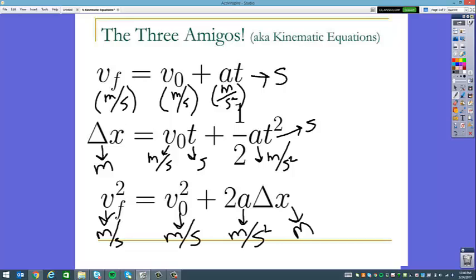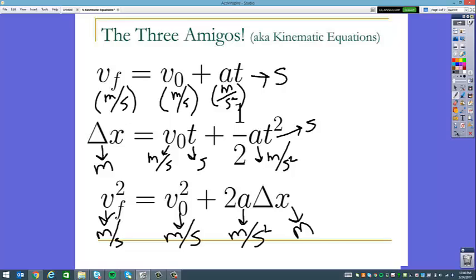Memorize those equations. You will notice that each one is missing something. So when you write down your givens and your unknowns that you're solving for, there's going to be something that you're missing, so you can pick which amigo you want to use. You can use more than one to solve for something else, but there is an easier way to do it.